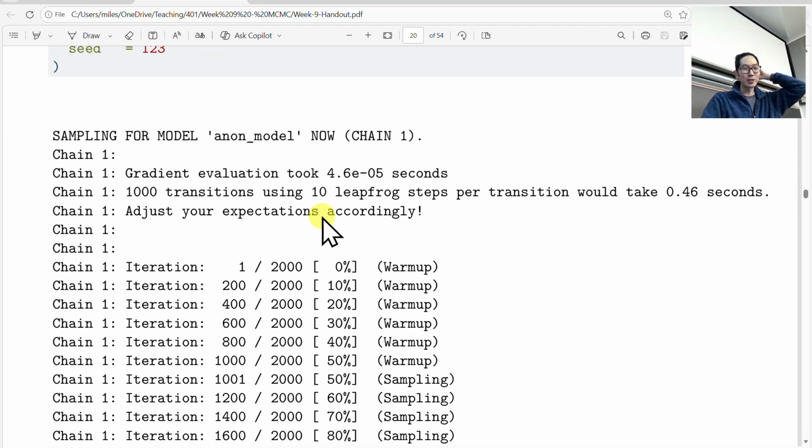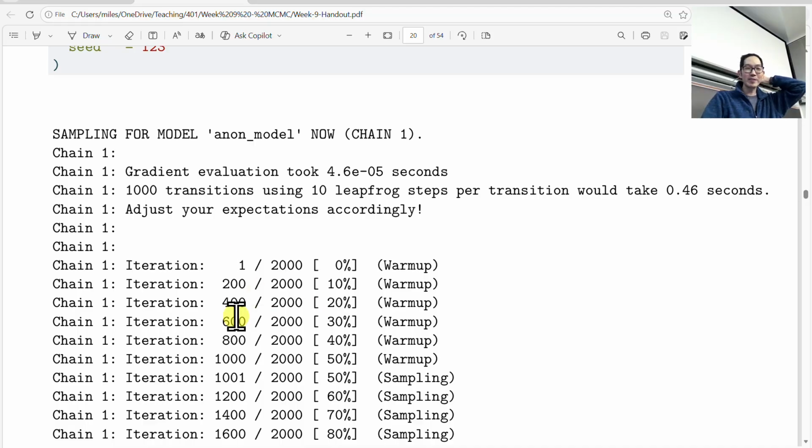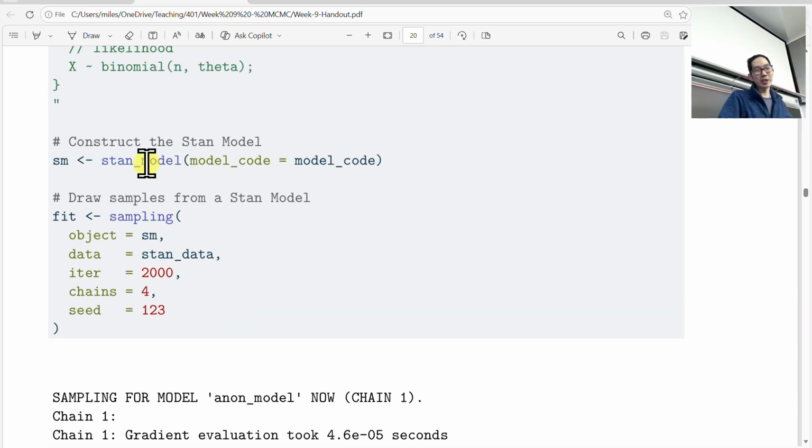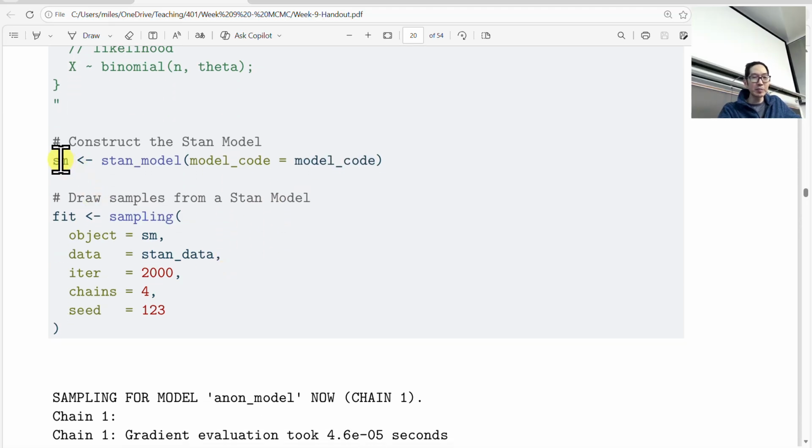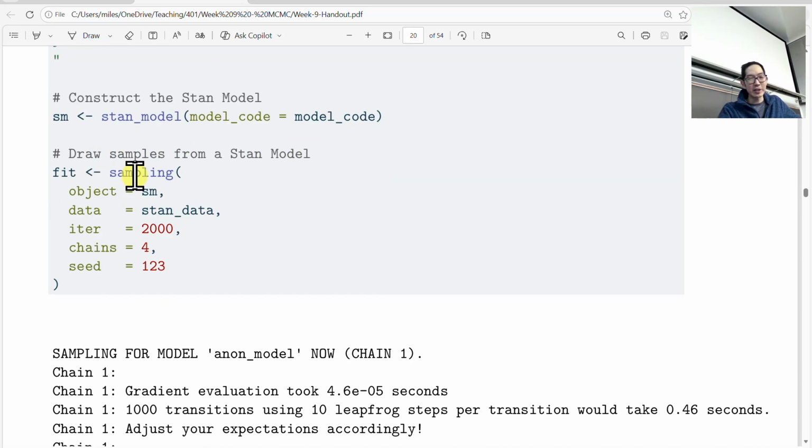And it kind of gives you information about it. So anyway, we initialize or compile the model by just saying stan_model, and we give it the model code. Here it's just this string, but again, you can specify a text file or something like that. And then once you have this model, which I store as object SM, here I'm going to say draw samples from it.